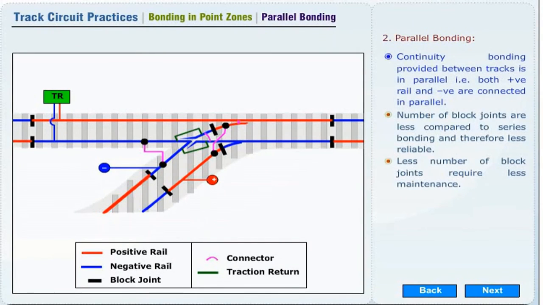Parallel bonding. Continuity bonding provided between tracks is in parallel, that is, both positive rail and negative are connected in parallel. Number of block joints are less compared to series bonding and therefore less reliable. Less number of block joints require less maintenance cost.